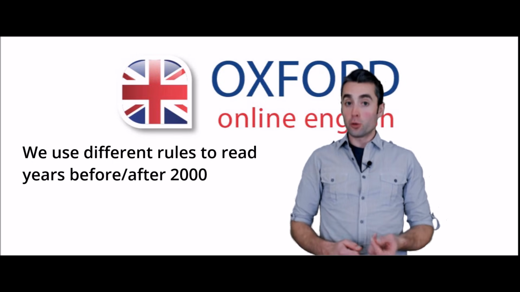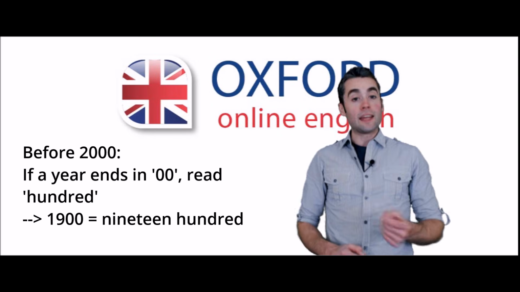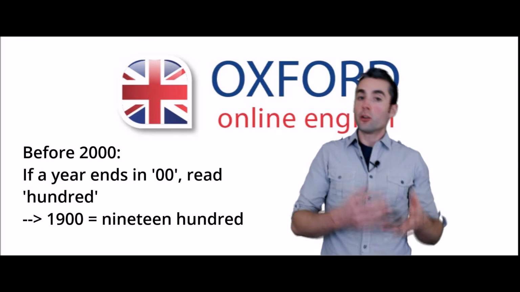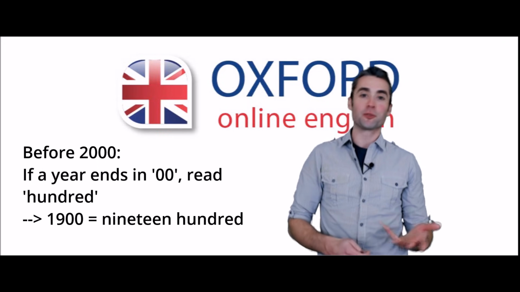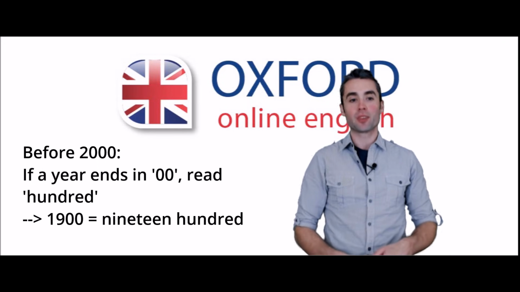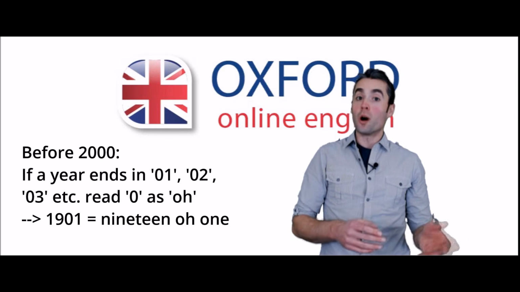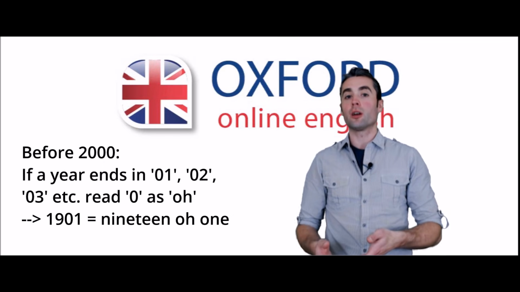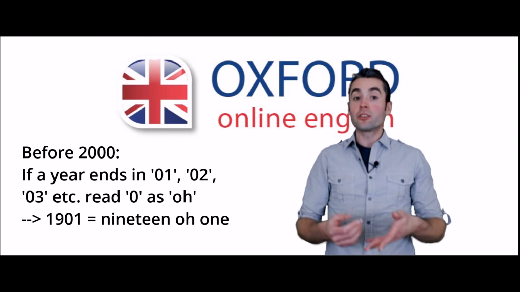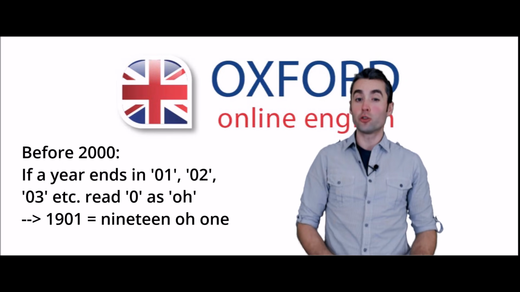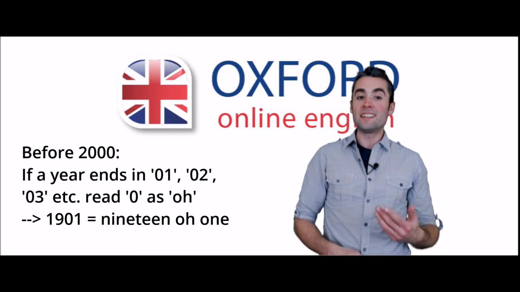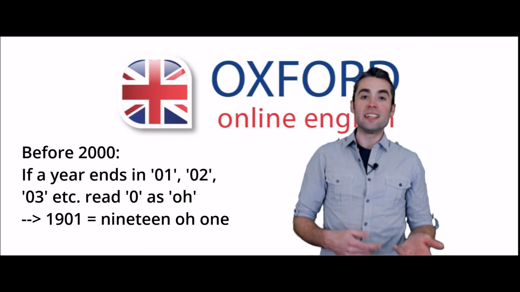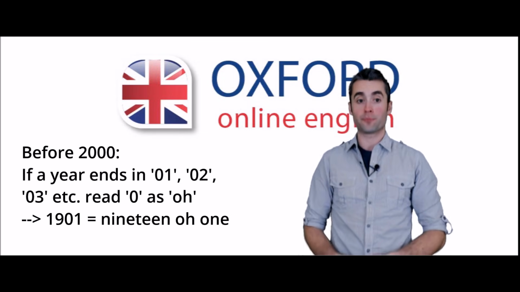So for years before 2000, if the year ends in 00, use hundreds, not thousands. So say 1900, not 1900. If the year ends in 01, 02, 03, etc., pronounce 0 as O and don't say 100. So we say 1901, 1802, 1705, and so on.